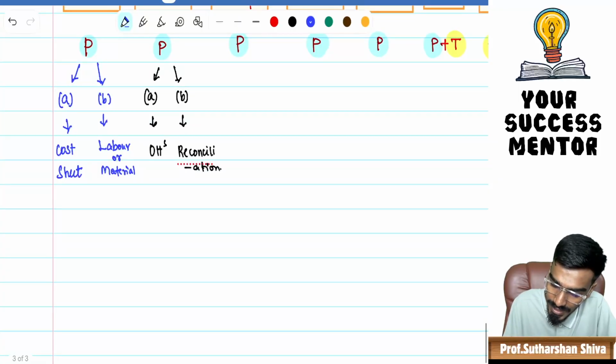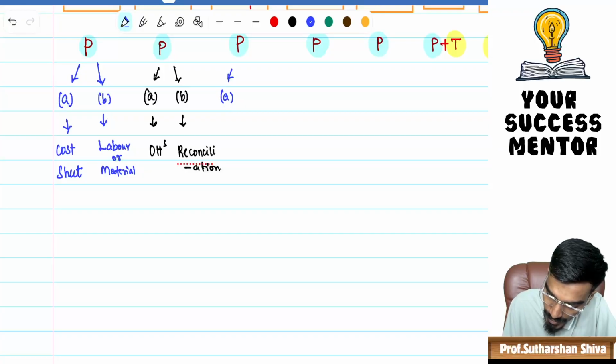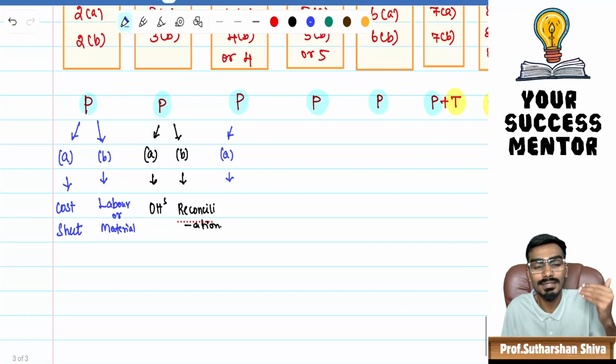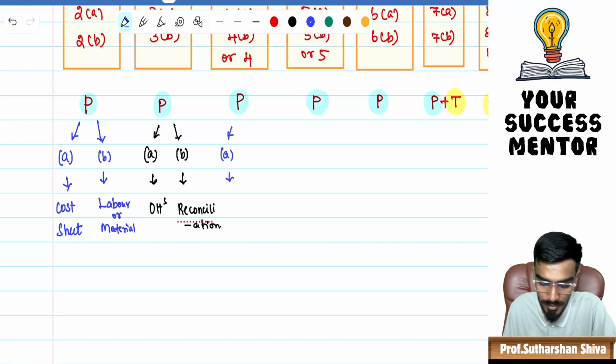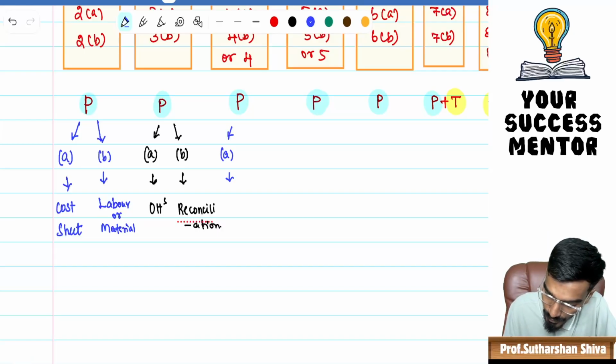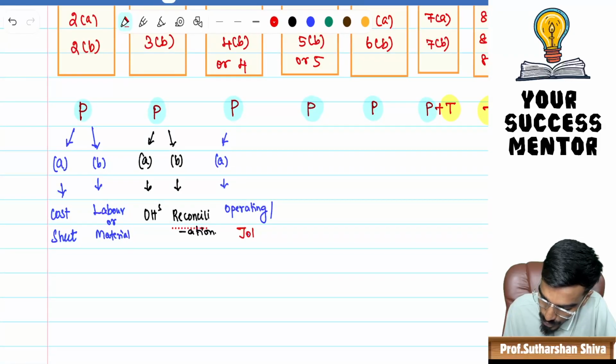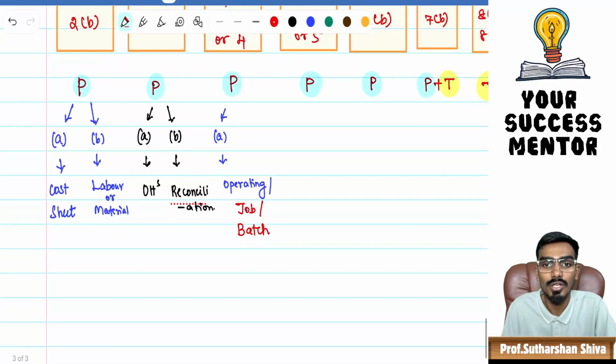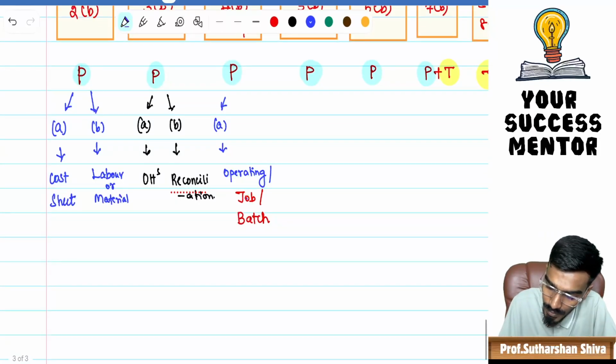Then again, you will be having 4A, 4B. All this is based on the past analysis of the paper I'm telling. 4A will be from either operating, meaning service, or rarely you may get a question from job, or you may get a question from batch. These are the combo. If service costing is going to come, then that will be a 7-mark question, or job costing will be there, or batch costing will be there.